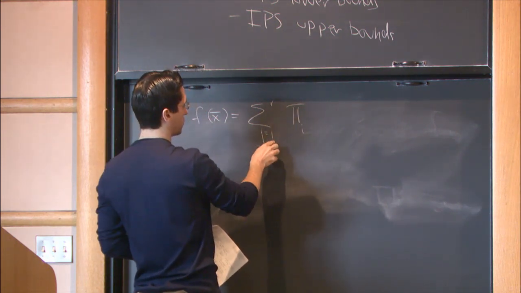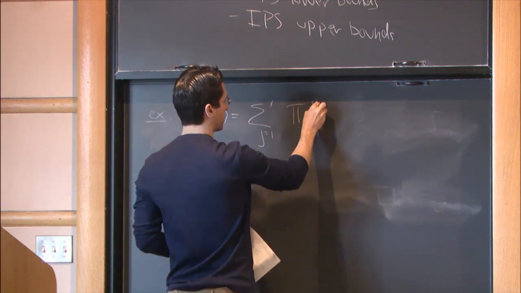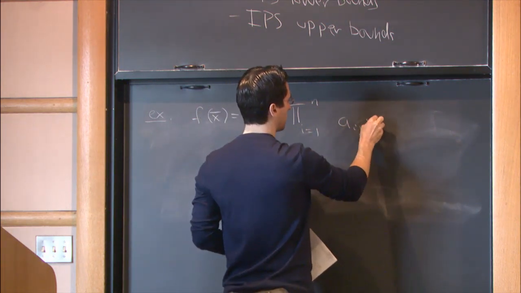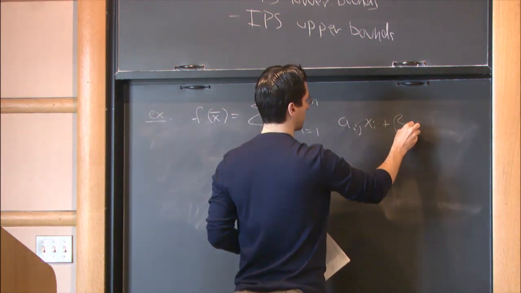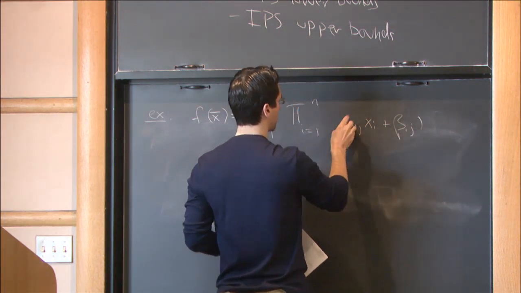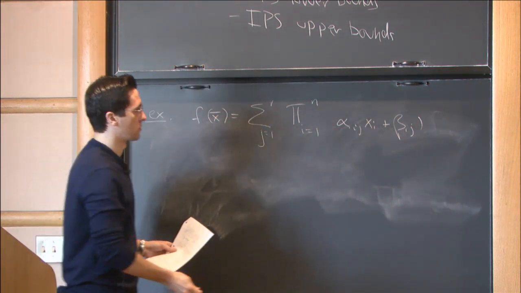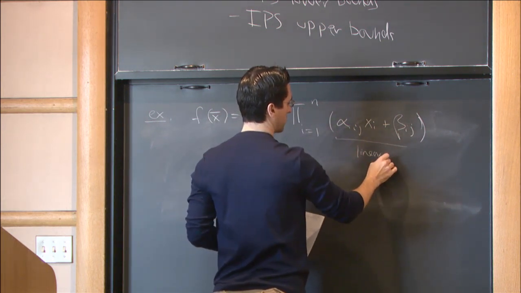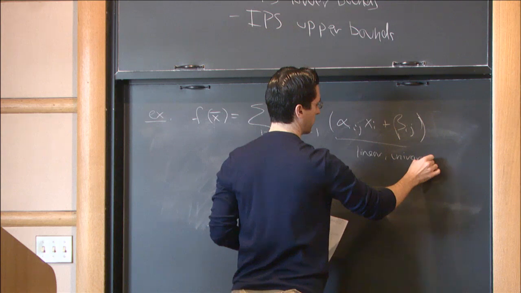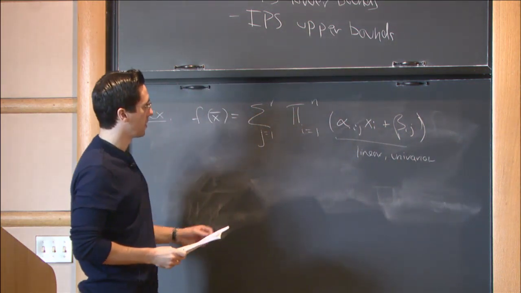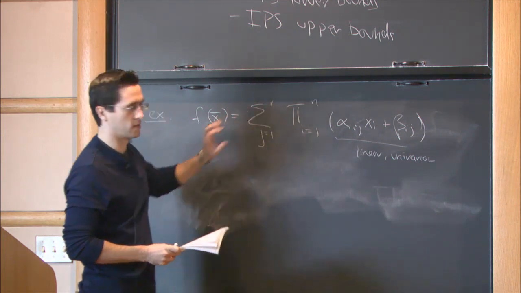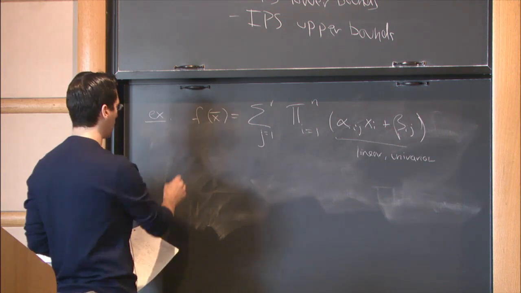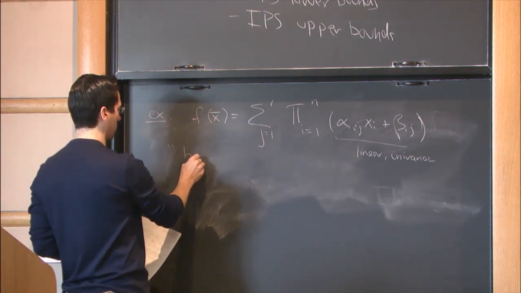So you'll have a summation from j equals 1 to r, and then you do a product over the variables i of (aij xi plus beta ij). So this polynomial is linear, and it's also univariate. It only depends on the variable xi. So you have a product of univariates, and then you take a sum. There's not really a good name for this class. I'm just going to call this the baby case.